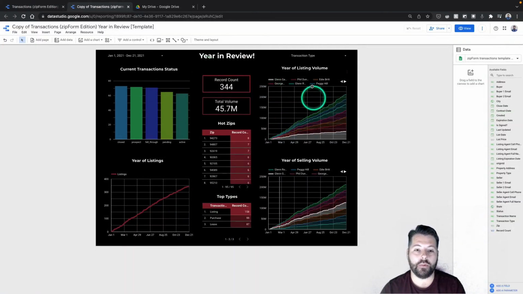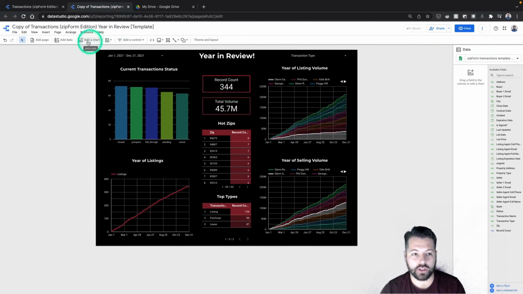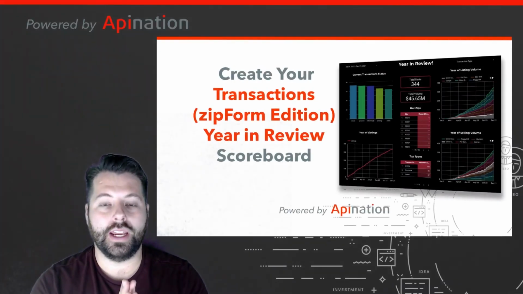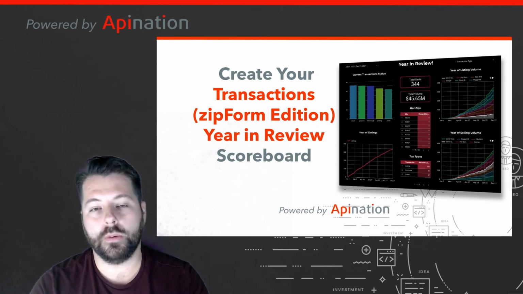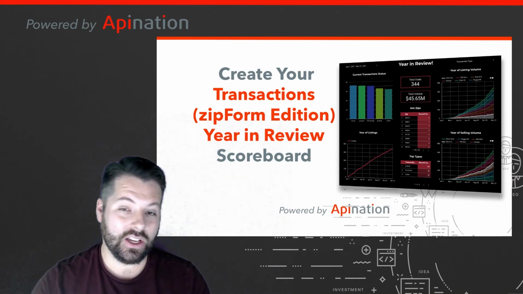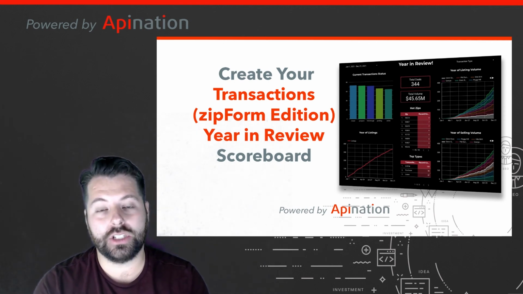That's it. This is now my copy of that scoreboard. I can play around with the dates. I can choose different transaction types. I can go ahead and add new charts and graphs if I'd like, and create an even more helpful scorecard for my team. So there it is. That's how you create the Transactions zipForm Edition scoreboard, so you can review your entire year and so you can use it for the upcoming year and keep track of exactly how your team is doing.